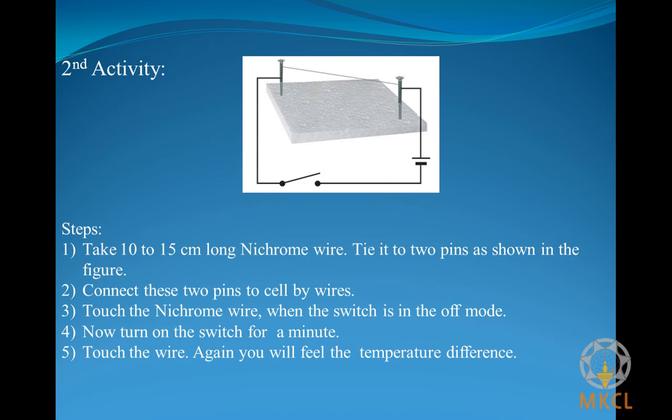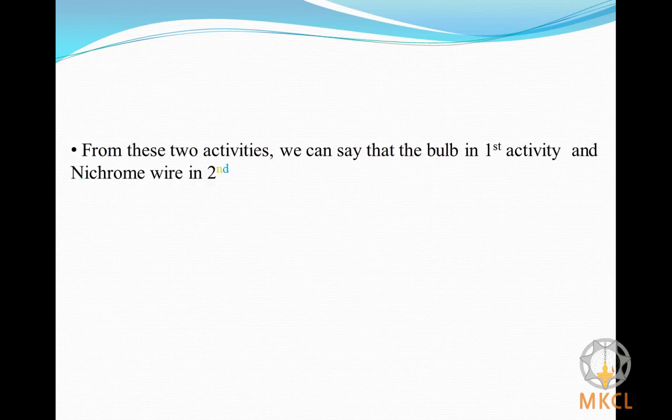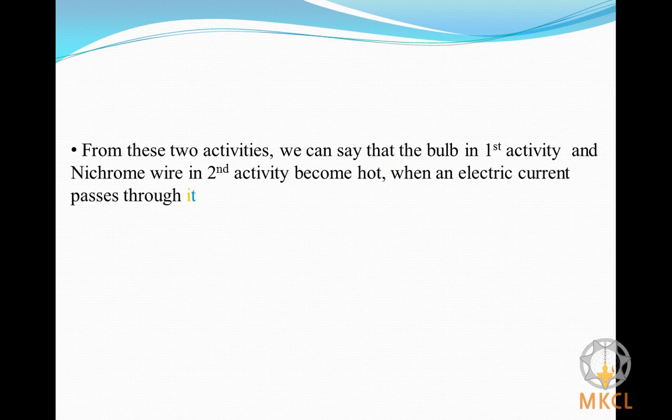From these two activities, we can say that the bulb in the first activity and the nichrome wire in the second activity become hot when an electric current passes through it. This is the heating effect of electric current. So what is the heating effect of electric current? When current passes through a bulb or wire, it gets heated. This is the heating effect of electric current.